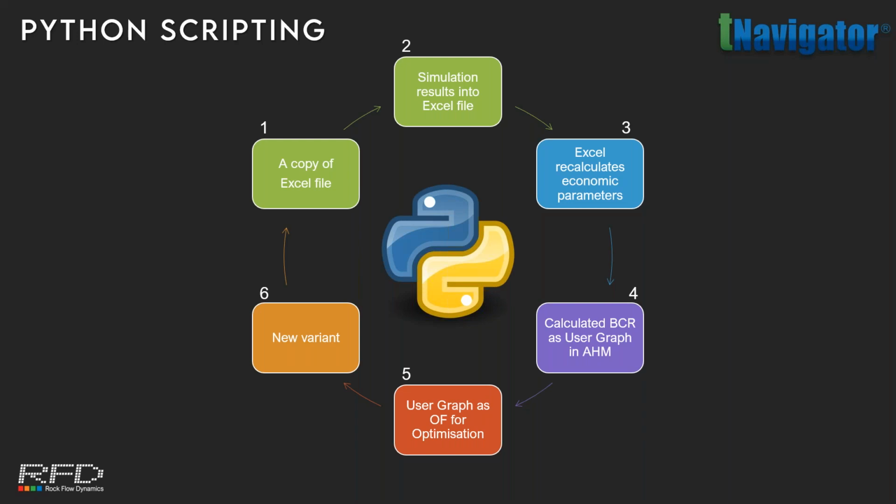So our step number 5 would help us to use the user graph as the objective function. The objective function is the drive of the optimization process. So that will help us to progress and search through the parameter space to find some optimal combinations to achieve our final objective of the project. And our step number 6 would use the new variant to run our next simulation case. And as you can imagine, then we need to repeat the steps until the objective is reached.